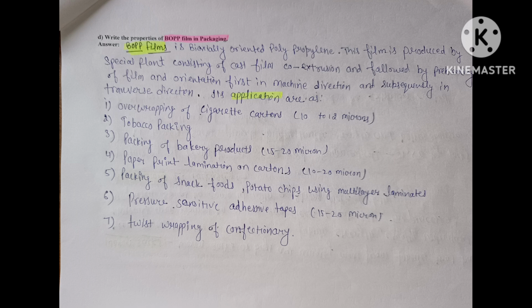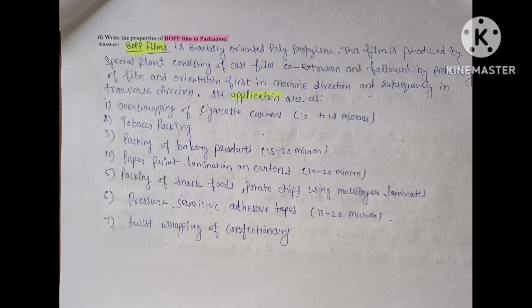Its applications are overwrapping of cigarette cartons, where 10 to 12 micron is sufficient. Tobacco packing, and packing of bakery products, 15 to 20 micron width. Paper print lamination on cartons, packing of snack foods, potato chips using multi-layer laminates, pressure sensitive adhesive tapes, and also used in twist wrapping of confectionery.